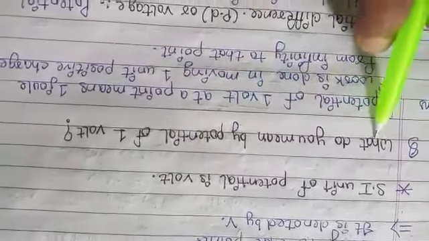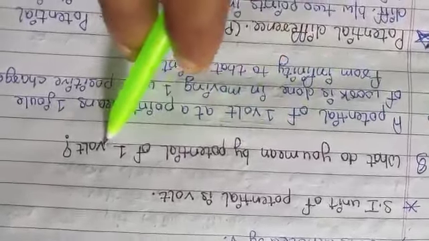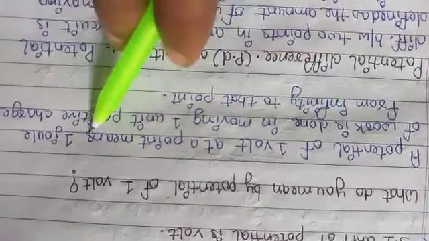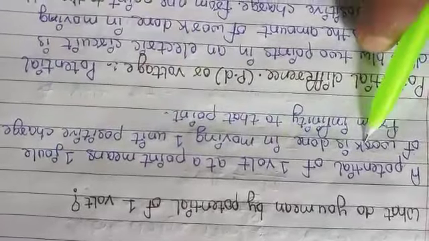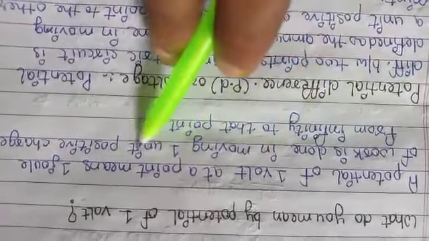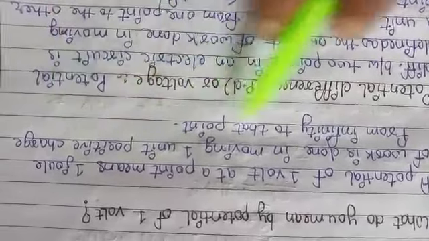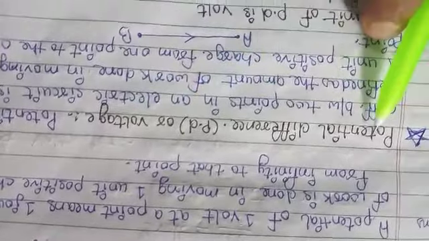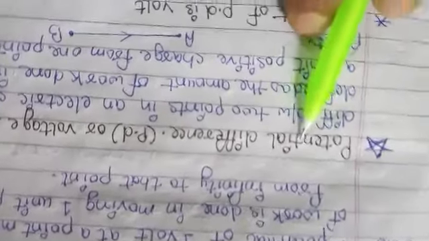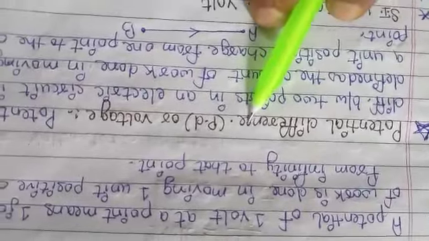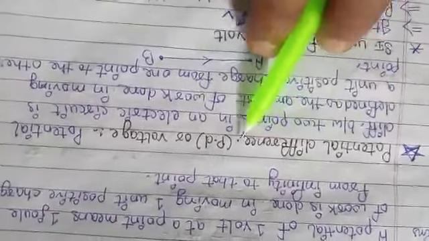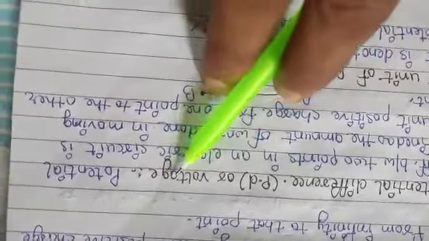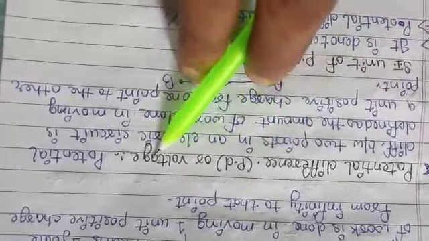Now there is a question: what do you mean by potential of 1 volt? A potential of 1 volt at a point means 1 joule of work is done in moving 1 unit of positive charge from infinity to that point. Now we have to know what is potential difference. It is known in short as PD, or it is also known as voltage.